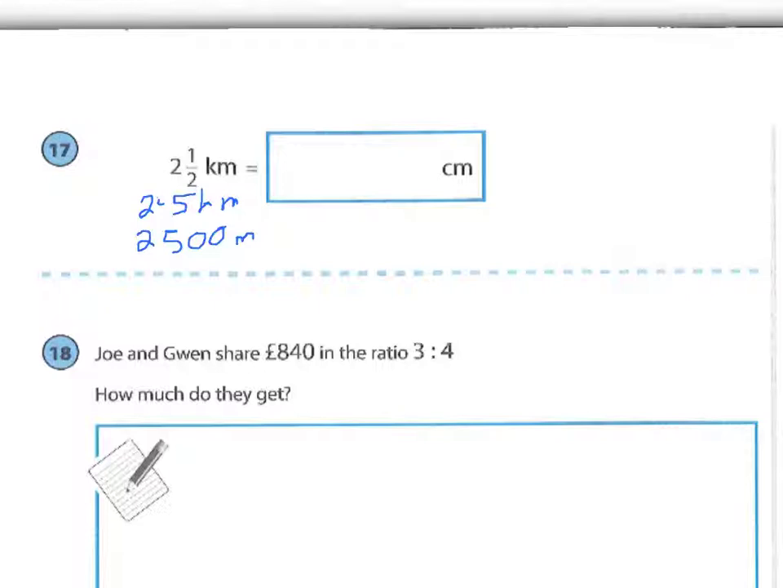Now, to go from meters to centimeters, you would times by another 100. So that would be a case of another 2 zeros on the end, giving us 250,000 centimeters.